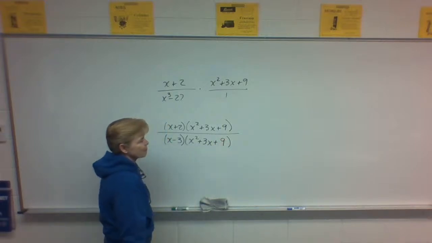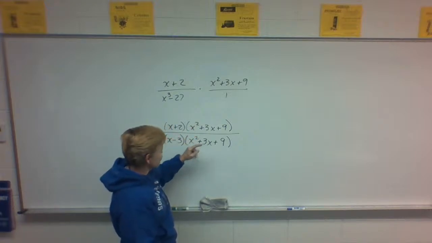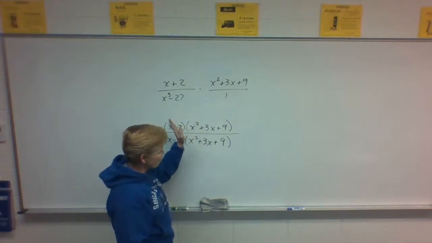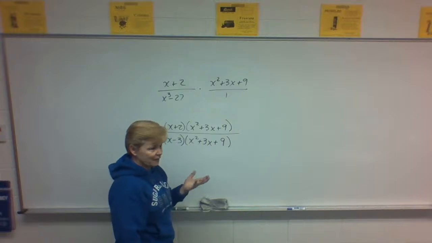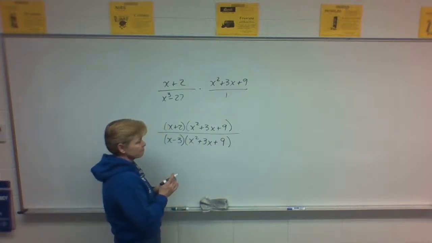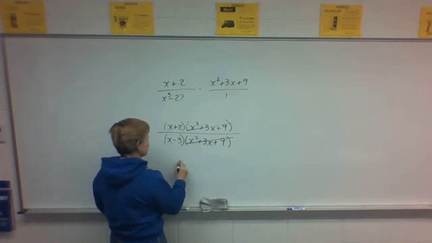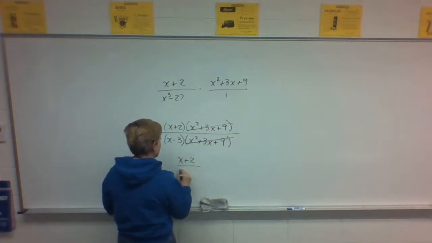Oh wait, so that cancels out. Yeah, that didn't factor, but when we factored this, it showed up again. So the whole thing will cancel. It's a big factor that didn't factor, but do you understand what's going on? Cancel that, and we end up with x plus 2 over x minus 3.